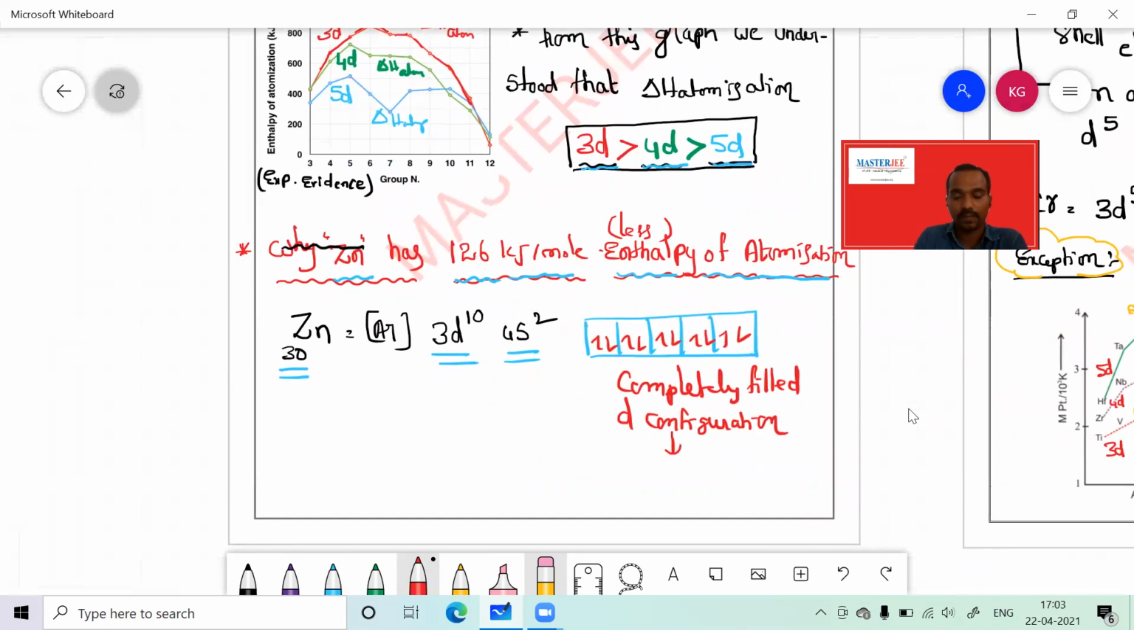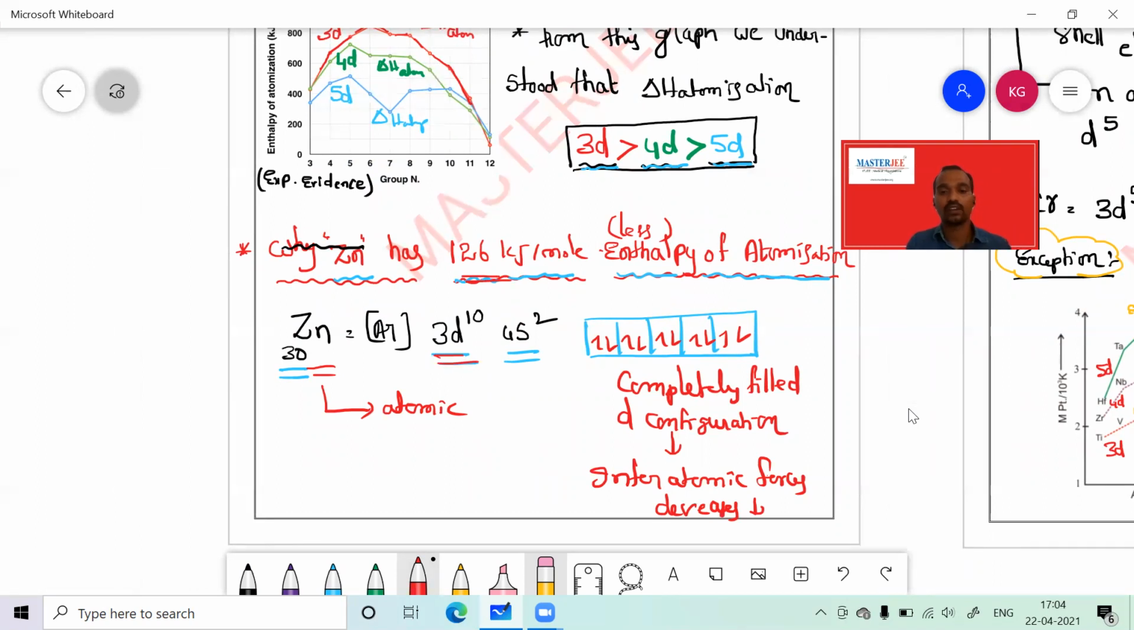So as a result, what happens? Interatomic forces, or attraction forces, will decrease. Whenever these interatomic forces decrease, what happens? Only a less amount of energy is needed to convert this zinc into its atomic form. By using less energy, we can easily convert it into atomic form. That's why its enthalpy of atomization is very low. Why? Because of the stable d10 configuration.